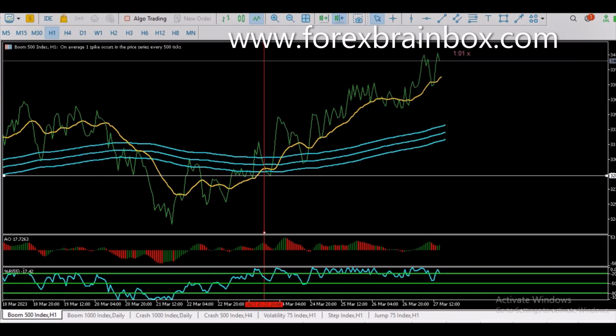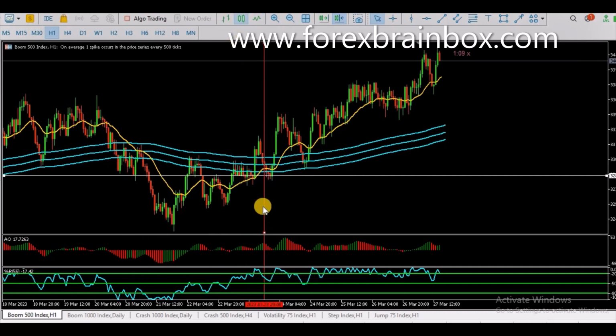You can see the support zone here. There's a support zone here. You can see it, so now it tallies with this zone. You can even make it even better. When it gets to this level, you can now go to your 15 minutes.